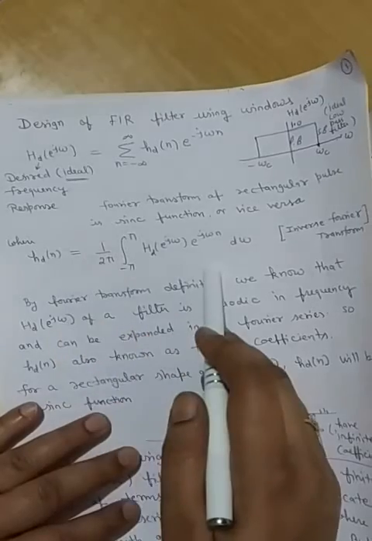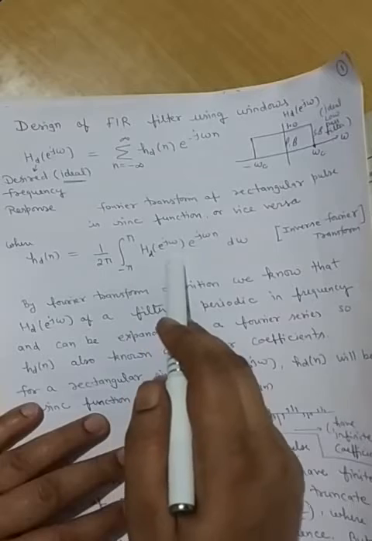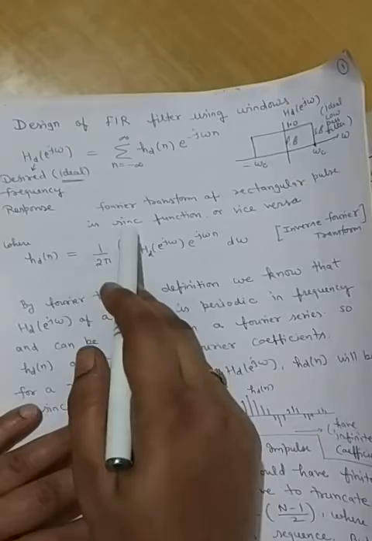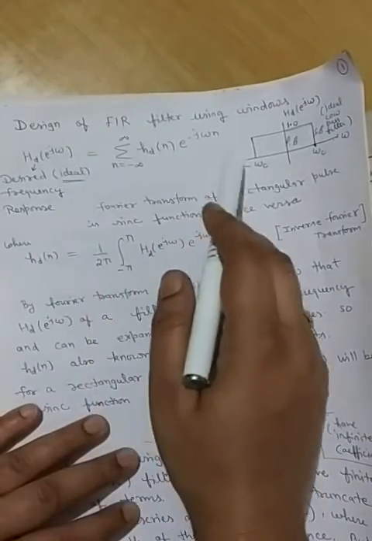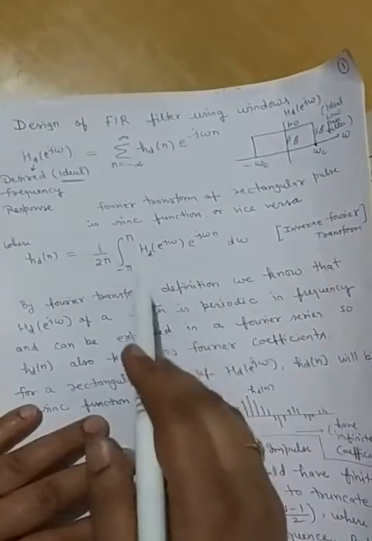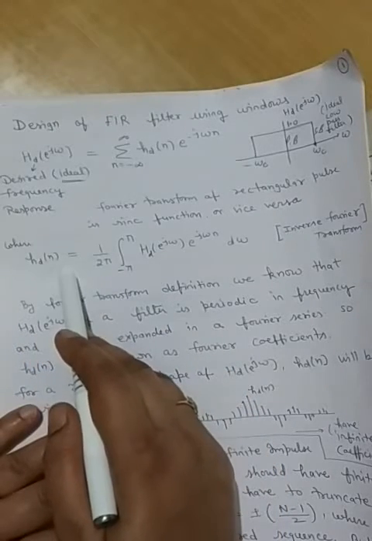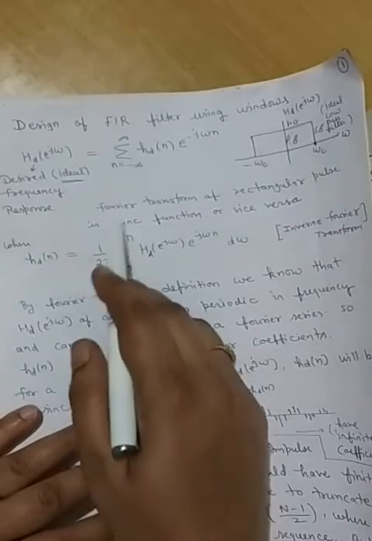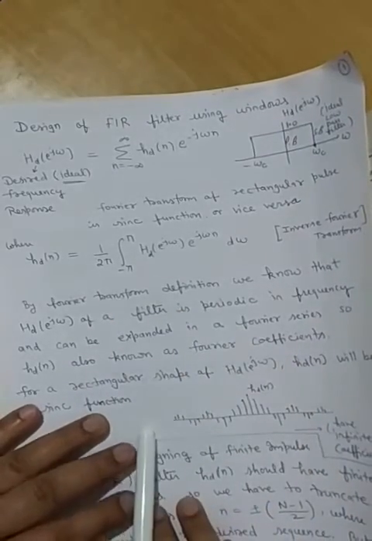So as per the inverse Fourier transform, you have a formula: 1 upon 2 pi, integral from minus pi to pi of HD(e raised to power j omega), e raised to power j omega n, d omega. This is because the Fourier transform is a periodic signal with the period of 2 pi. Okay, so during calculation of the impulse response, we get the minus pi to pi range in the formulation of the inverse Fourier transform.